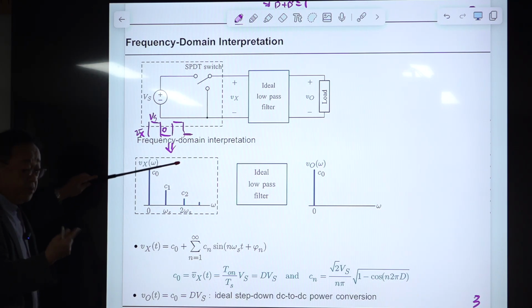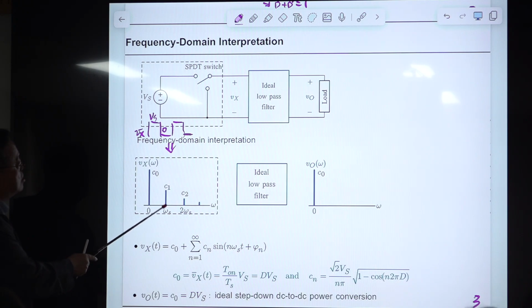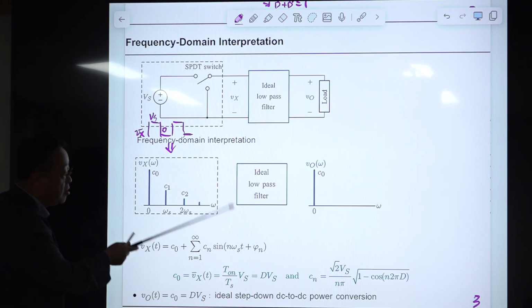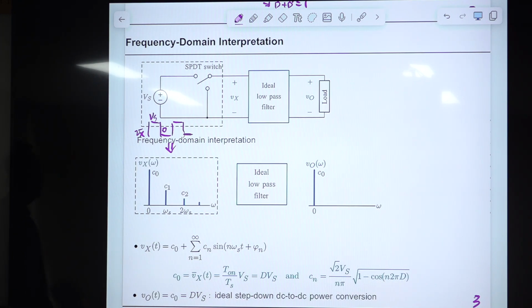Okay, let me take that back. So forget about Laplace, Fourier series. So this component is the fundamental frequency component, second harmonic, third harmonic, and so on. Okay, so this is decaying like this, and we have ideal low pass filter.